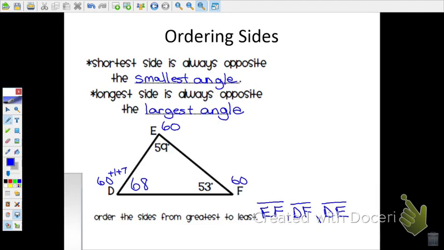So all we're being able to do is compare them. We're not being able to assign actual lengths or measures of the angles, but we can put them in order from biggest to smallest or smallest to biggest using this information. Okay? And that is it for this lesson.